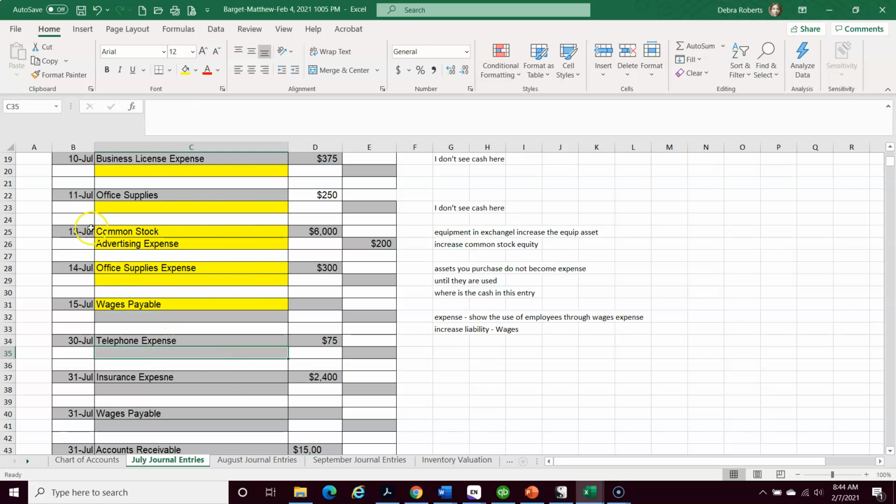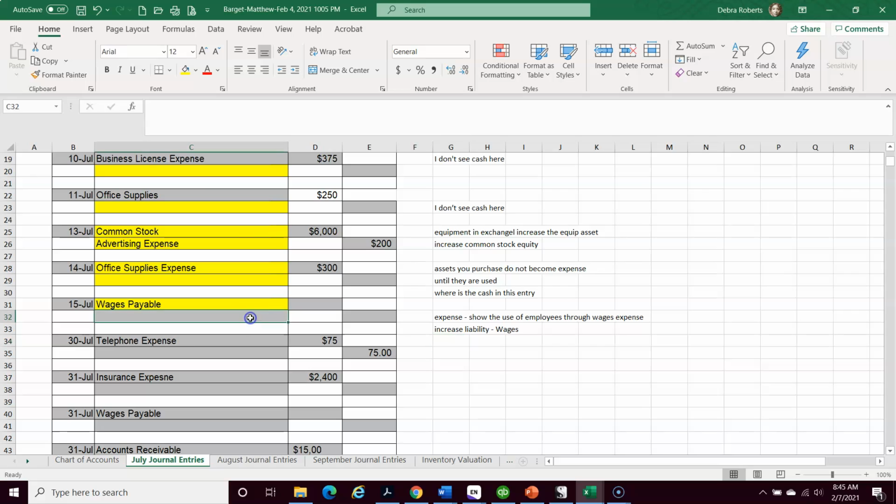When you receive an invoice for your telephone service, you have to show we actually use that service. So we're going to have to show an expense, and that's good. $75, debit and credit, same number. The only thing is we didn't pay for it yet. So you have to show a liability.